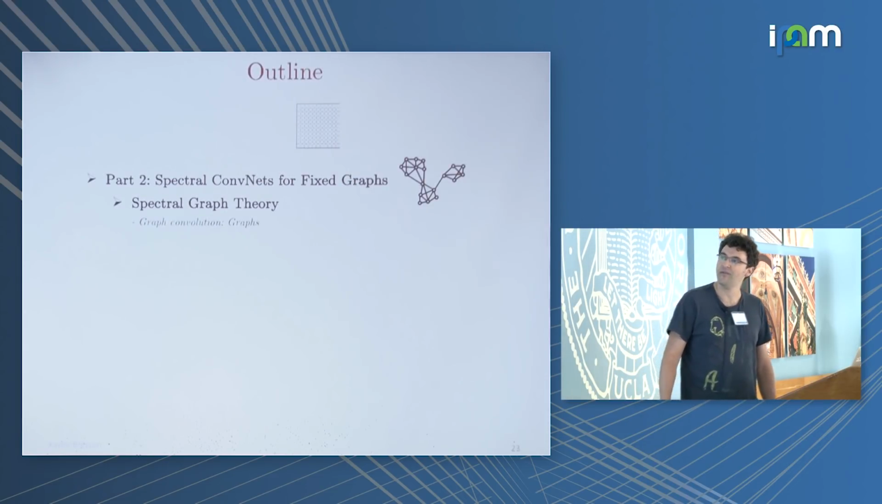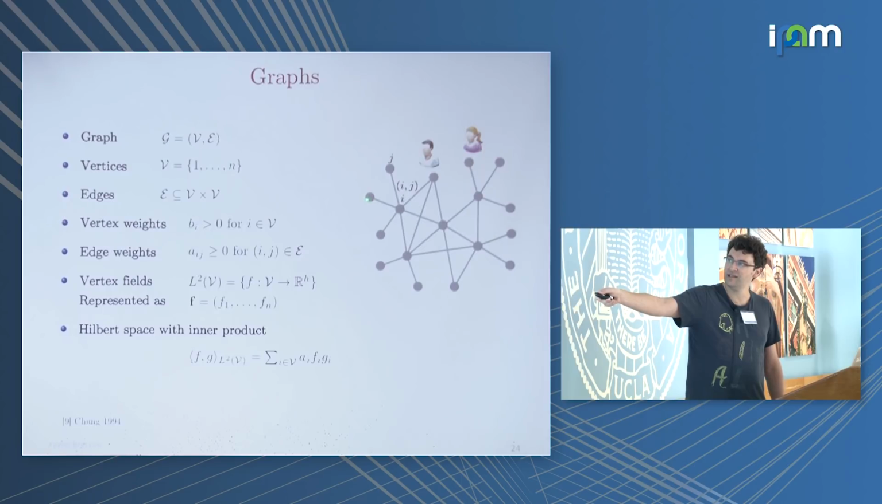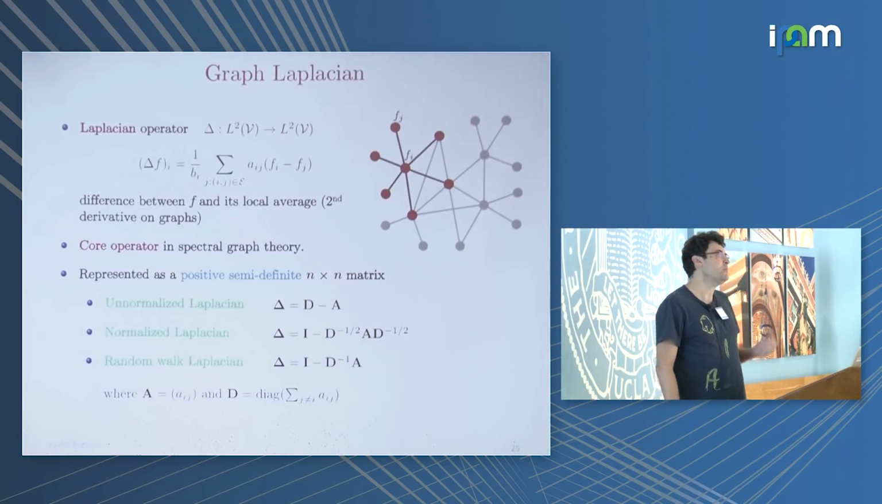So spectral graph theory. First we need a graph. So we know basically what a graph is. So we have nodes, vertices, and they are connected by edges. And then you can have some weight for the connection.